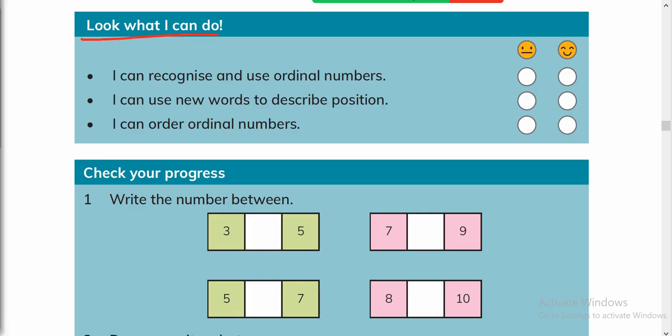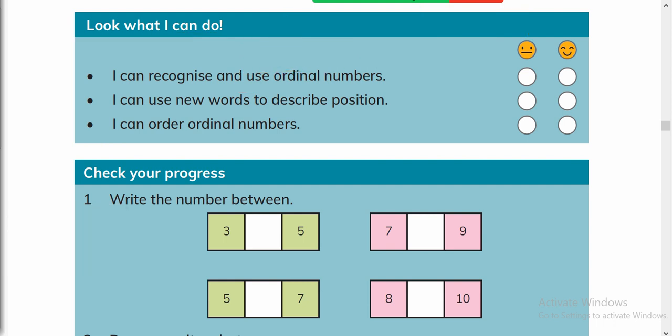Look what I can do. I can recognize and use ordinal numbers. Okay, can you recognize and use ordinal numbers? If yes, then make a happy face. Recognize and use ordinal numbers. So what are ordinal numbers? First, second, third, these are ordinal numbers.